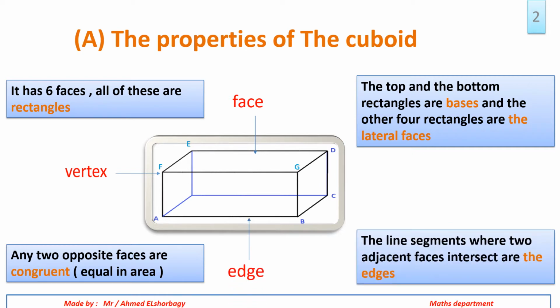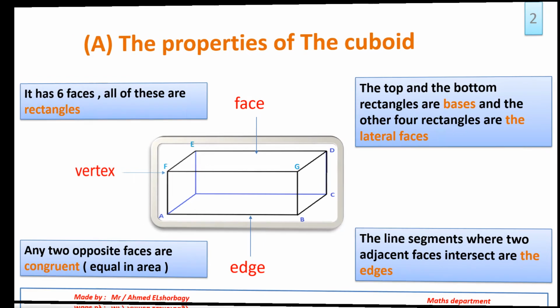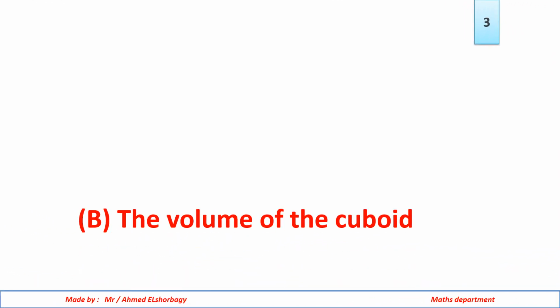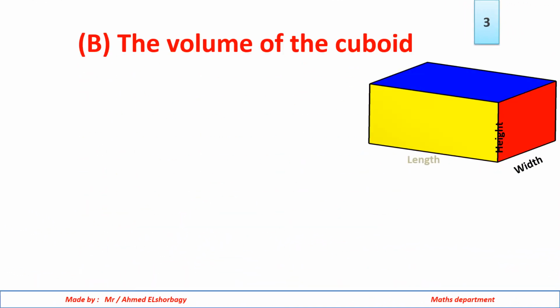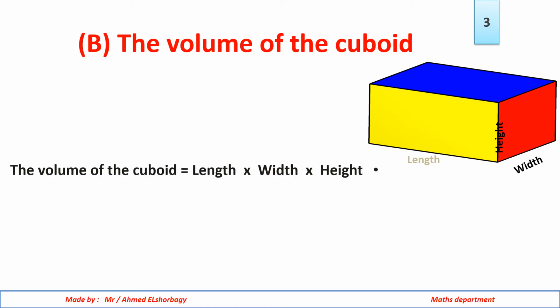We can see the edge. The line segment where two adjacent faces intersect are the edges. The volume of the cuboid. You can see on the shape, length, and the height, and the width.